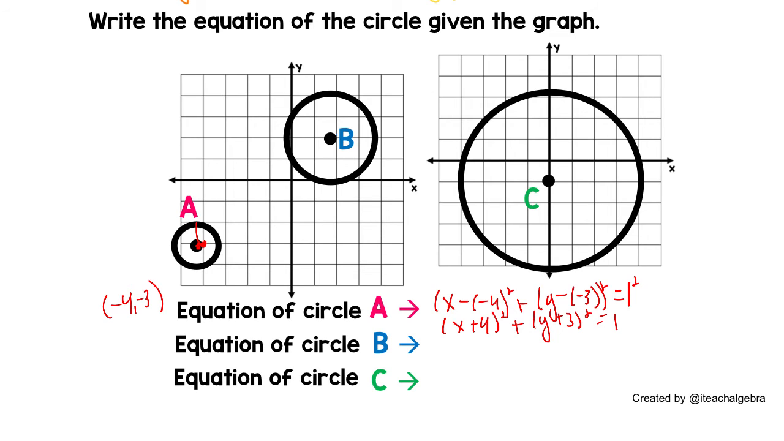Circle B, we're saying our center is at (2, 2). And it looks like our radius is 1, 2. So x minus 2 squared plus y minus 2 squared equals 2 squared, which is 4. All right, the C option, I really think you can do it. Try it on your own.